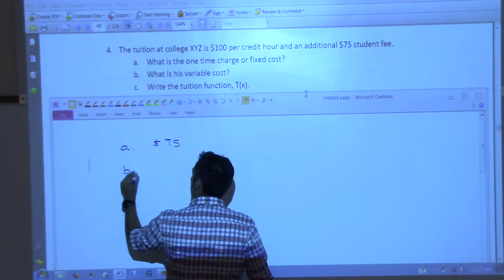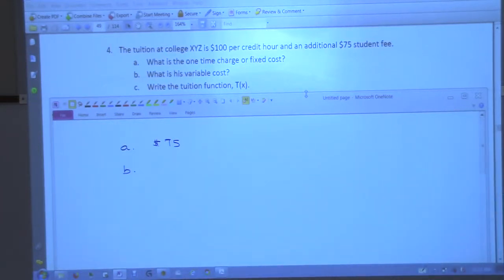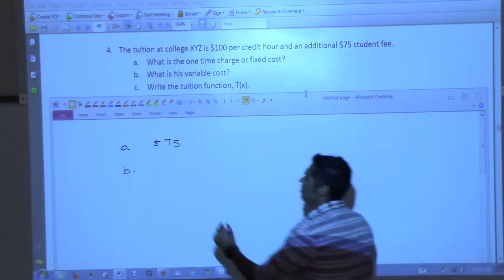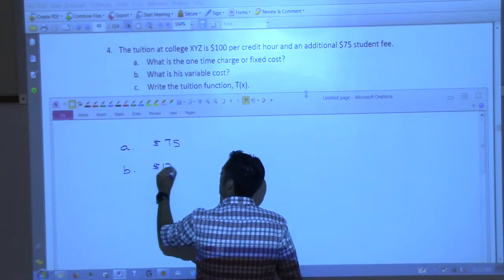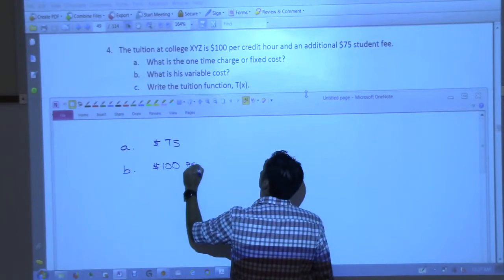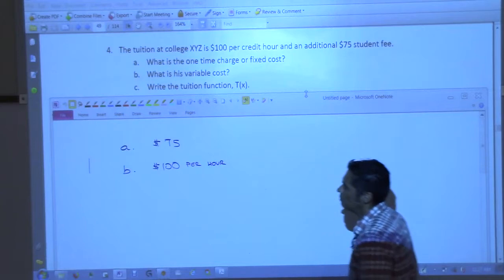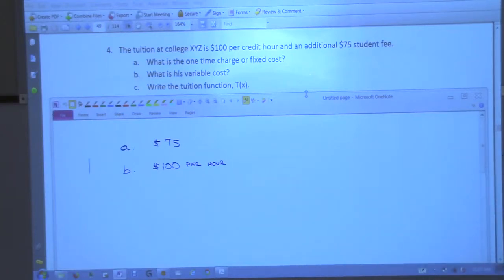Okay, part B, someone else? Same table, someone else? $100. Now let's say $100, right? Let's say per hour, okay? Per credit hour is your variable cost. And then we'll move on.